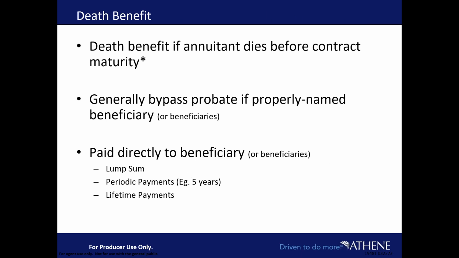Also, let's talk a little bit about the death benefit. There usually is a death benefit if the annuitant dies before the contract maturity. Generally, if you have named beneficiaries, it's going to bypass probate. Again, if it's properly named as a named beneficiary, annuities will be paid directly to the beneficiary. Then there are a few different ways that can happen: a lump sum, a periodic payment. Sometimes you can get a larger sum if you take it over, for example, 5 years, and then also some will give lifetime payouts.